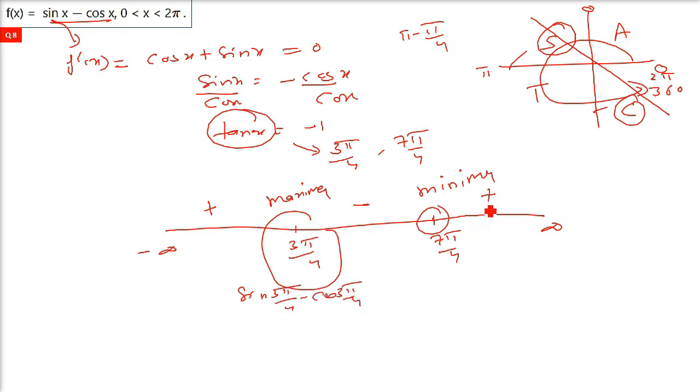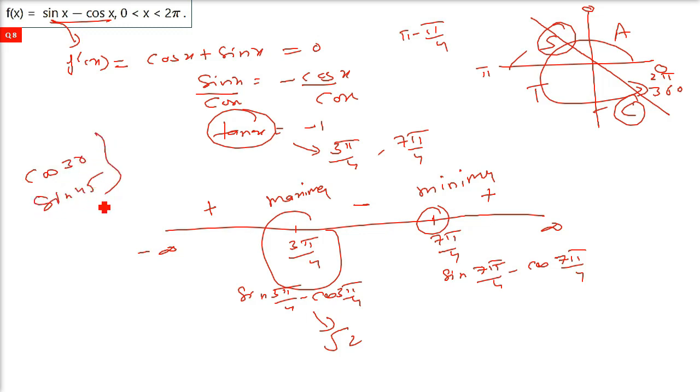And what will be the value? Just put x as 3 pi by 4 in sin x minus cos x. So I'm writing it here. Now you see that the sign has come from sin x plus cos x, but the value will come from sin x minus cos x. That is why sin 3 pi by 4 minus cos 3 pi by 4, likewise 7 pi by 4. You know the value of cos 30 degree, you know the value of sin 45 degree. If you don't know, you have to go back and learn it, because these are the values which are going to come again and again.